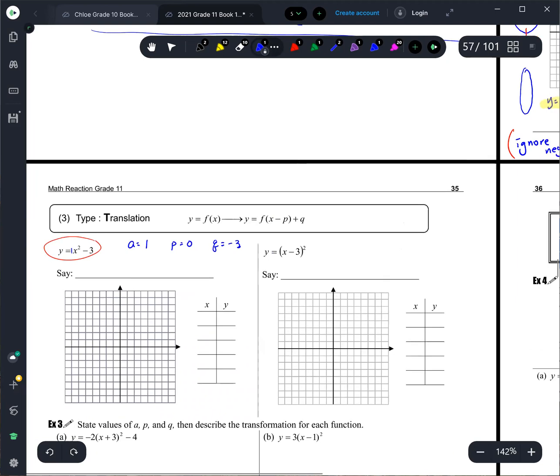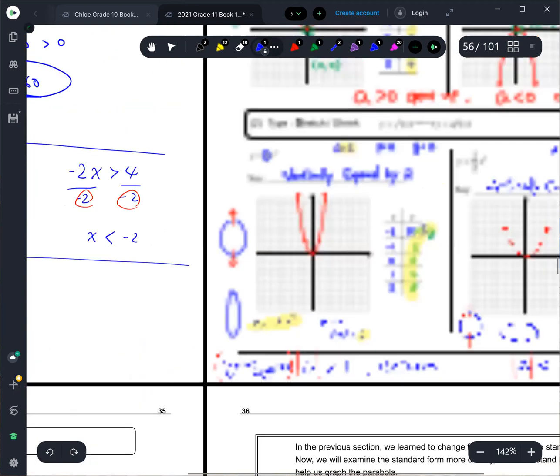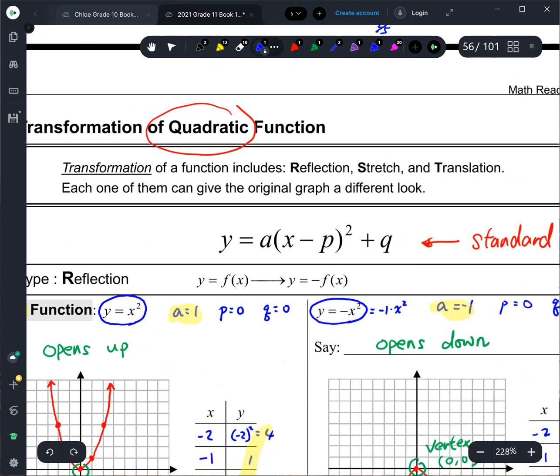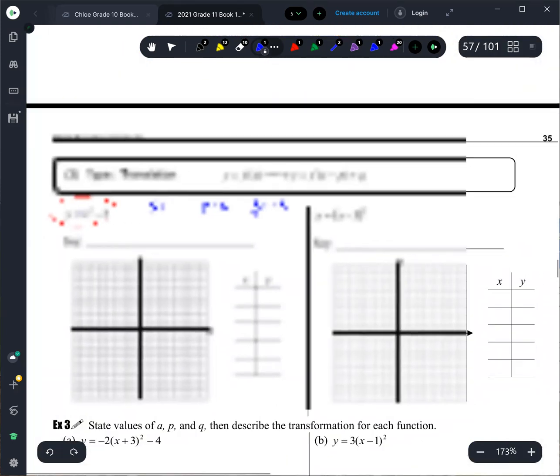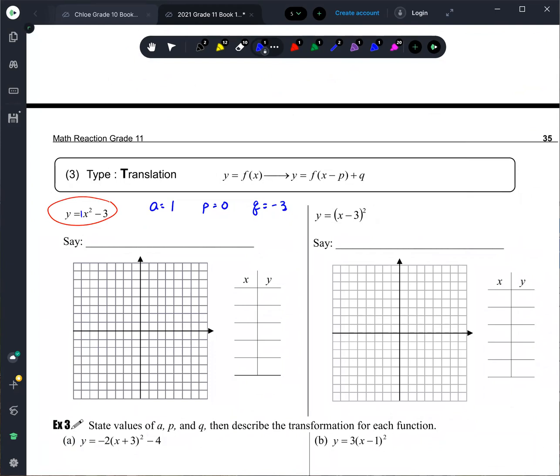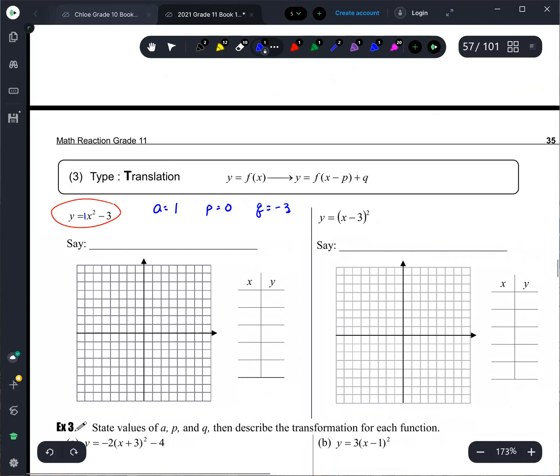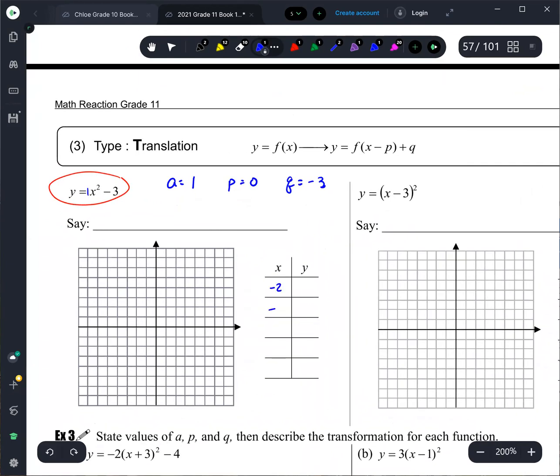So P will be 0 if you have no brackets. Remember, P has to be inside the bracket. If you look at the form, P needs to be inside the bracket, so if you don't see any bracket, that means P is 0. This is the first time we have a Q value. Let's see what happens to the graph. We'll use the same points again. We have x squared minus 3 to find the y. Please complete the table and then draw the graph. Once you've done that, you can raise your hand.